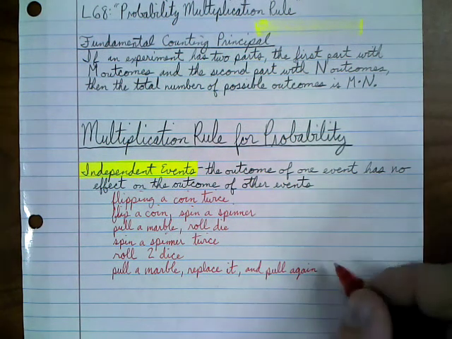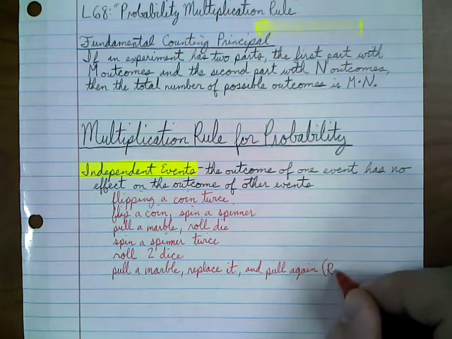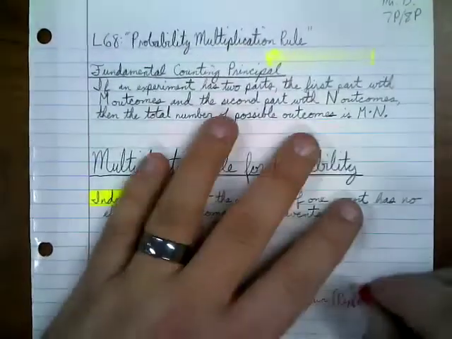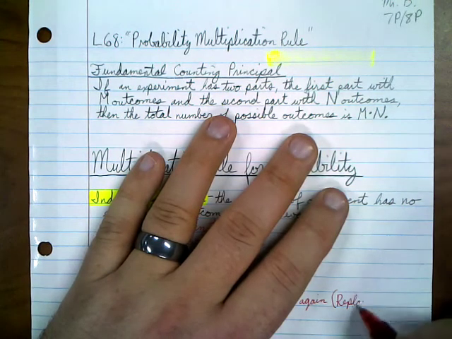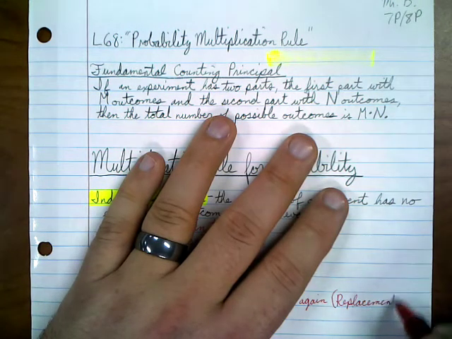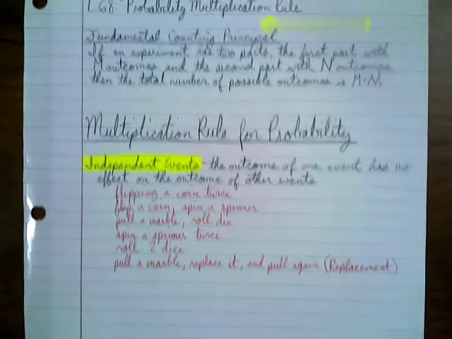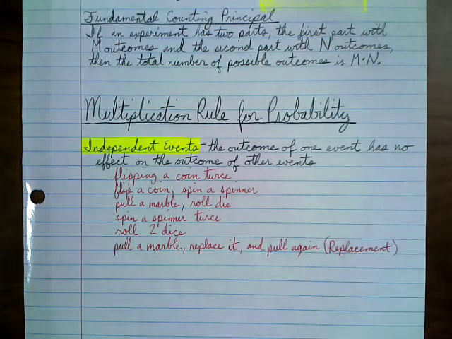So this is something that we call replacement. So we pull two marbles from a bag with replacement. That means that before we pull the second one, we put the first one back.